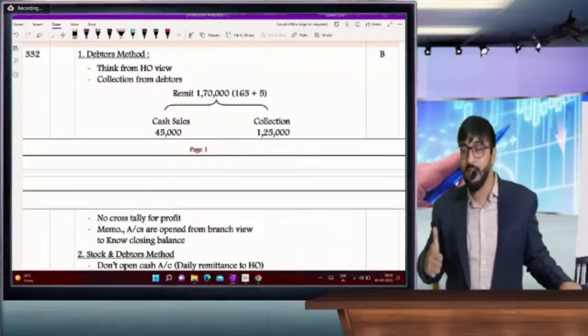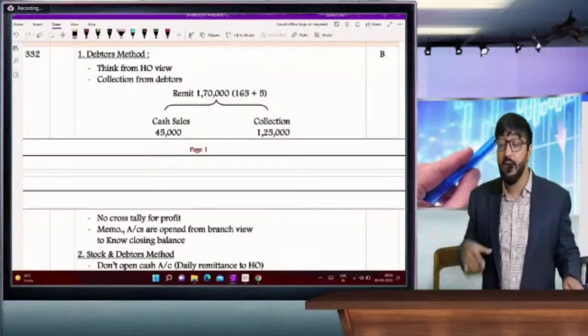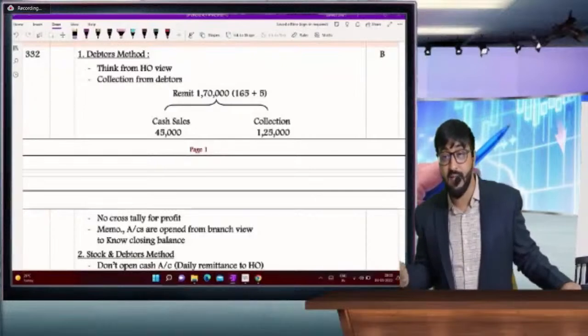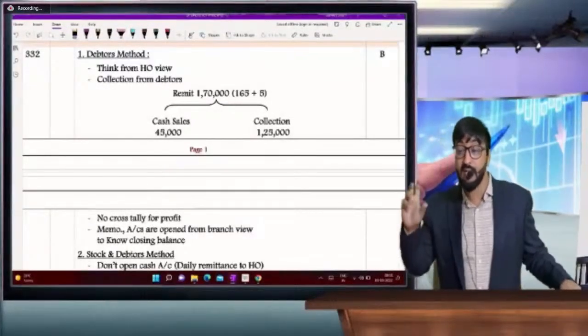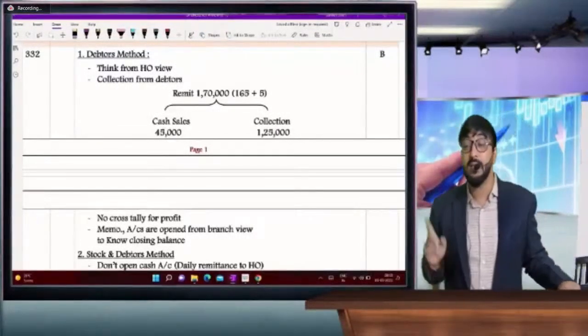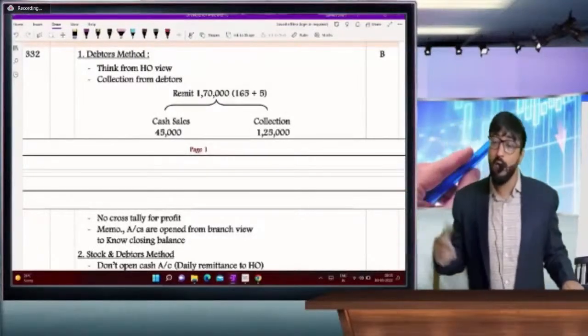So, beta, first one, debtors method is not at all difficult. The first option is that you learn the pro forma by heart. Otherwise you have the second option, that is Sanket Sir's technique. You think from Sanket Sir's angle, the HO angle. Sanket Sir told you to understand it from the HO point of view. So debtors method is easy if you think from the HO point of view. So what are the steps for debtors method?